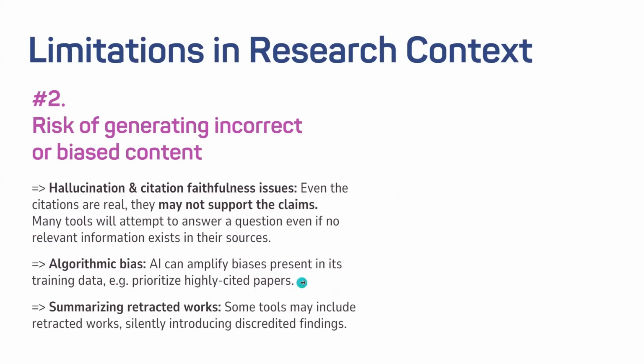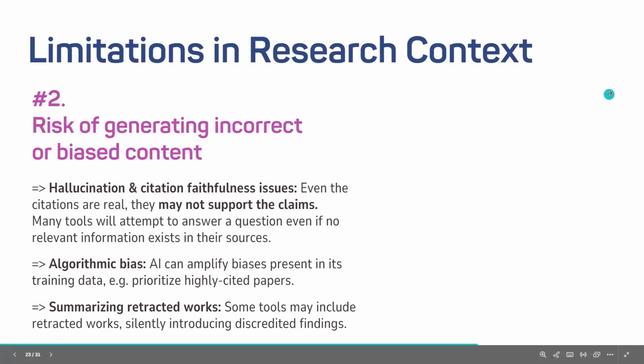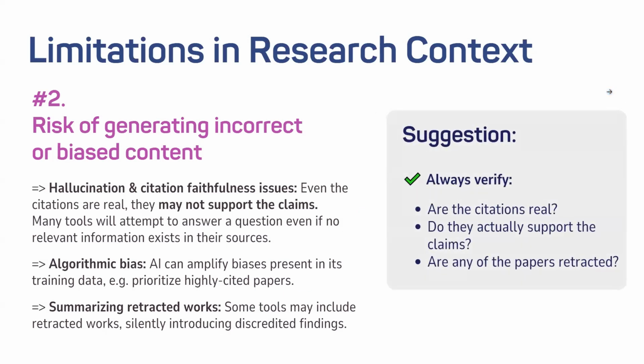We don't know, right? And some studies also show that it tries to summarize the works that have been retracted as well. There are a lot of journal articles being retracted nowadays, okay? They are found problematic. And these tools actually cannot identify, okay? Some tools can, but most of them cannot. And they will silently introduce those discredited findings into the results, okay? The suggestion here is always verify and to ask yourself, are the citations real? Do they actually support the claims? And double check if any of the papers have been retracted, okay?